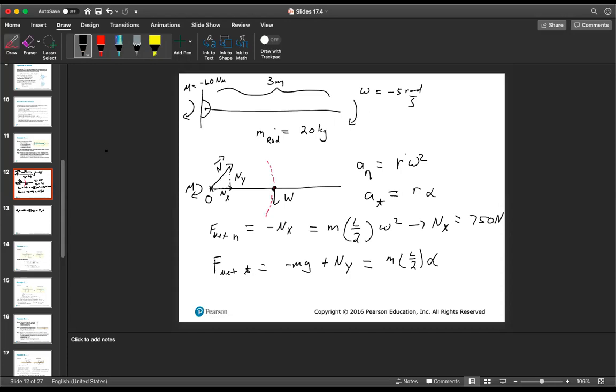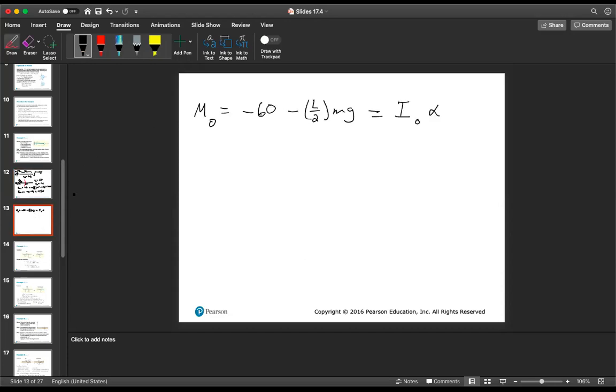Looking at the shape of this, we see that this is just a rod rotating about its end. So I know that I_O is 1 over 3 m times L squared. We know that because of 2 videos ago where we calculated moments of inertia for a rod.